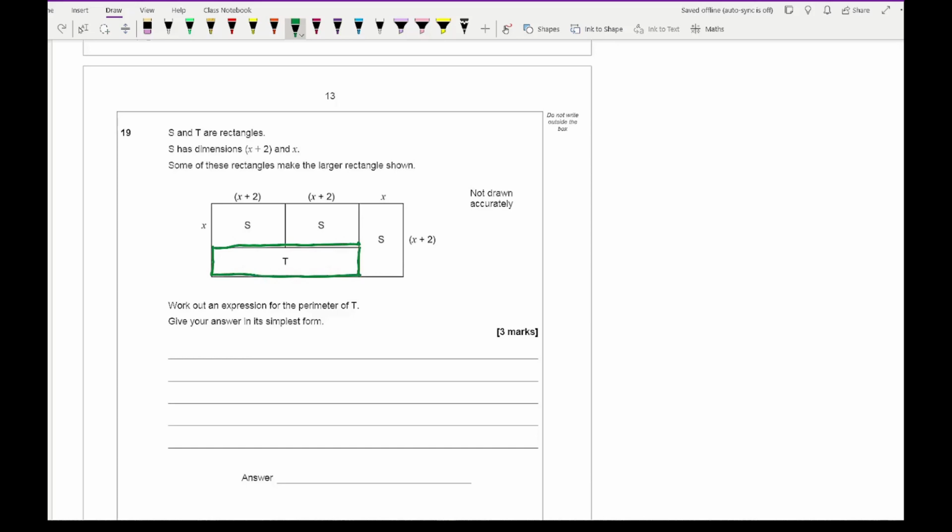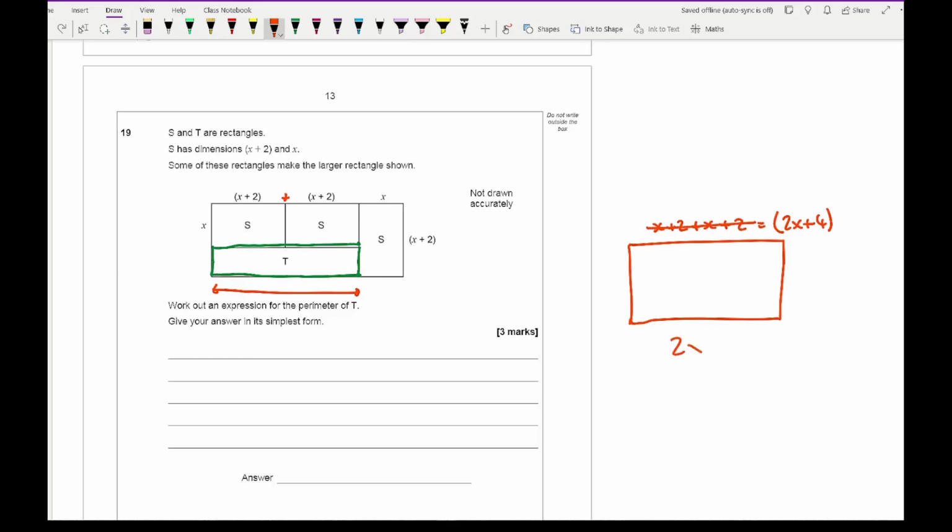Now in order for us to work out the perimeter, we need to know what the sides are. Now this side here is basically these two expressions. So if I just draw another rectangle here, the total length of that orange line that I've drawn here is going to be x plus 2 plus x plus 2, which equals 2x plus 4. So what I can do is scribble that out and label this as 2x plus 4.